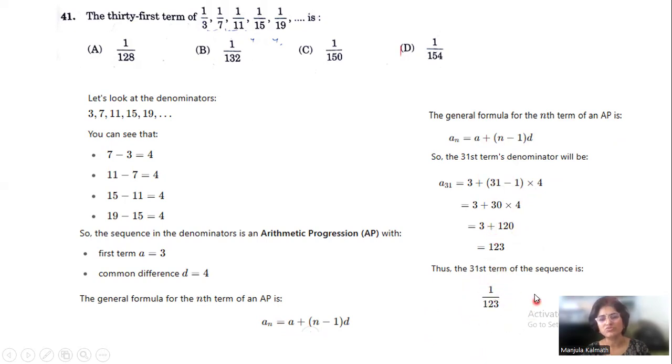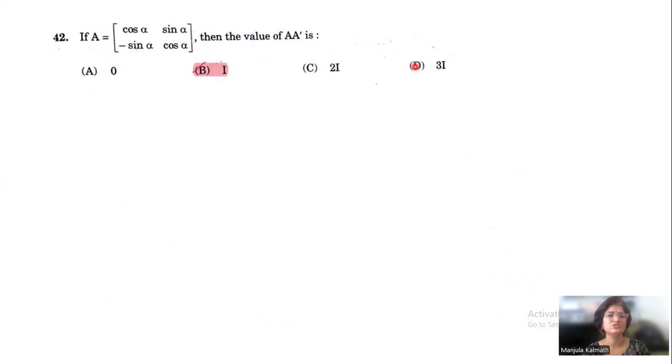So the result of this question is 1 by 123, but it is not given in the options. Wrong options are given here. Maybe grace marks are given for this question. The correct answer for this question is 1 by 123. This option should be included here, but it is not there. No option matches the result. Then we move to the next question.